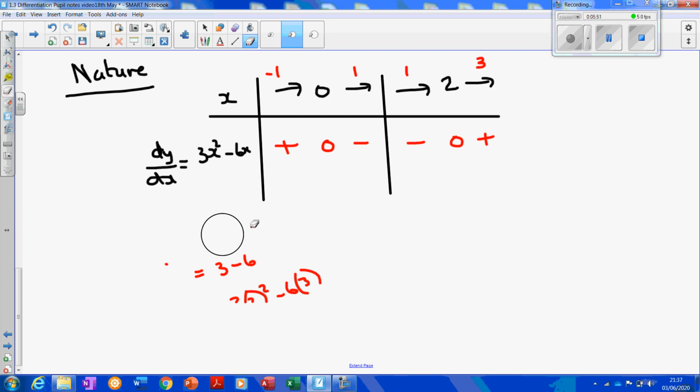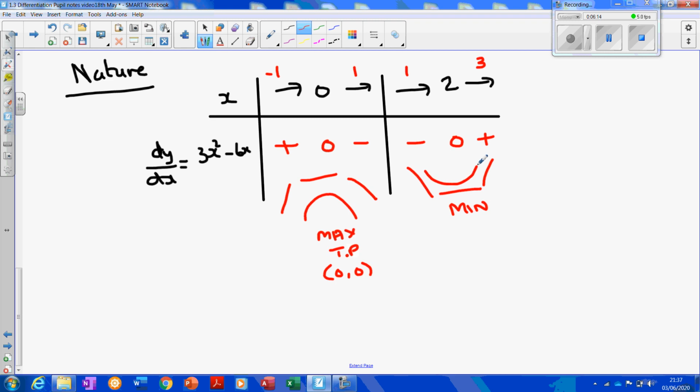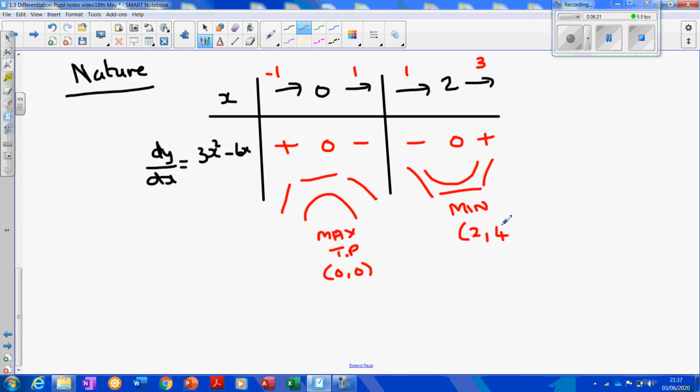I'll take that out so I can put the shape in. So what I've got then is positive, 0, negative, negative, 0, positive. So I've got a maximum turning point, and that maximum turning point is at the point 0, 0. And I've got a minimum turning point, going like that, and that minimum point is at the point 2, and I think it was minus 4, 2 plus 4, sorry. Now we need to sketch it.